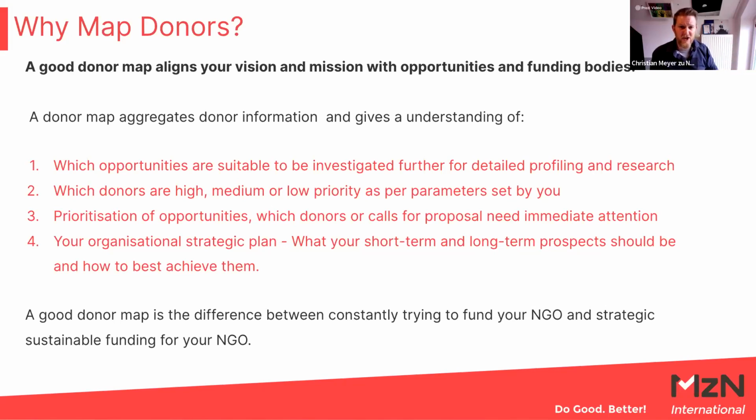So it aggregates this information and gives you a clear understanding of these 4 things. I'm not going to read it out. You get the slides anyway. But basically, a good donor map gives you a rating of high, medium, low priorities as per relevant parameters that matter to you. And that's going to be different for every organization. Just a few parameters you might want to think about: how much flexibility do you need in each grant or commercial contract? How much overhead rate do you need? If you have an overhead cost of 13, 15, 20%, and this donor gives you 7, then that is not something you can do for the long term.